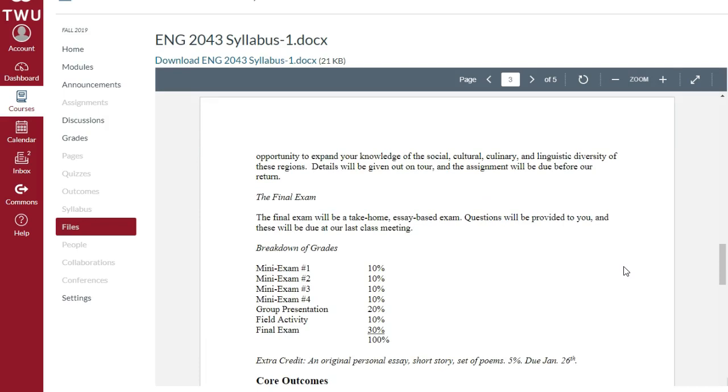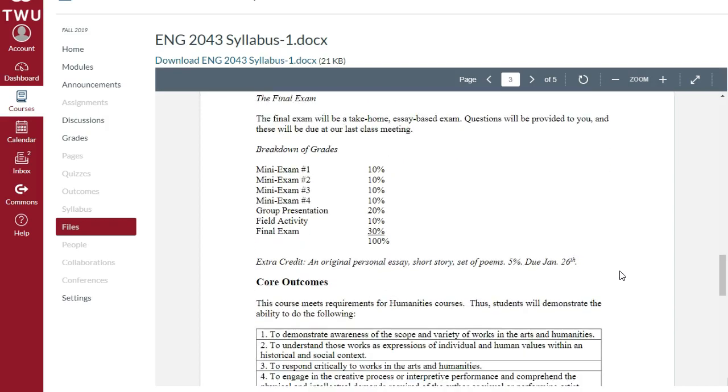We're 10% apiece. Your group presentation where you guys are going to get together, you're going to pick a topic, you're going to research it, and you're going to tell everybody about it. Your job is to teach the class about something we're about to experience, okay? It's really fun. You'll like it. People hate group work, but these are fun. Believe me, you'll like it. The field activity and the final exam. We'll have an extra credit opportunity for you as well, which we'll go over a little bit more.